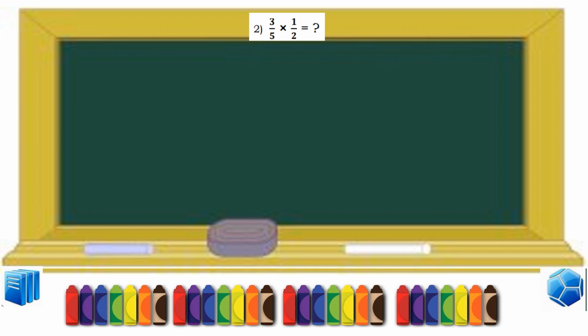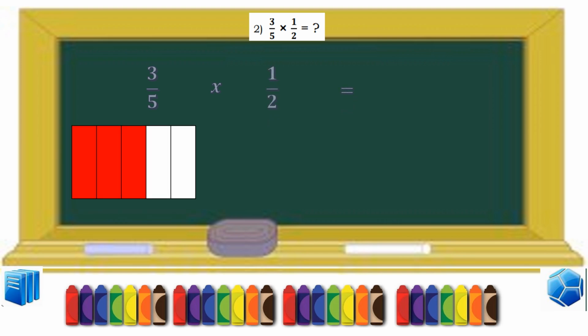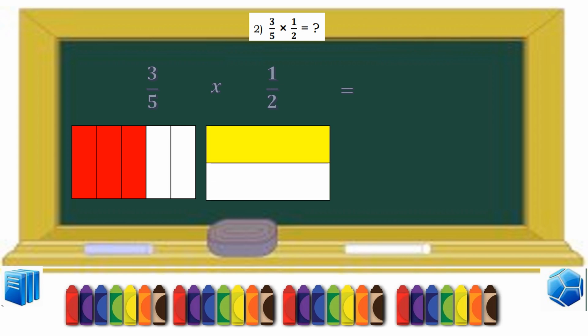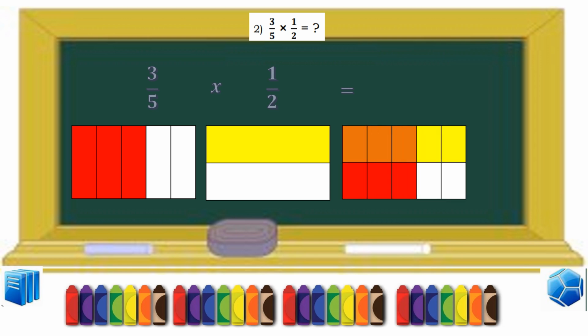3/5 times 1/2. So this is 3/5. Out of 5 equal parts, there are 3 shaded parts, times 1/2. So 1 shaded part out of 2 equal parts. Then we can form this double shaded part, the orange color. We have 3 out of 10. So 3/10.